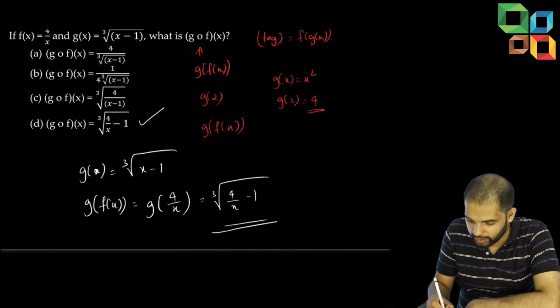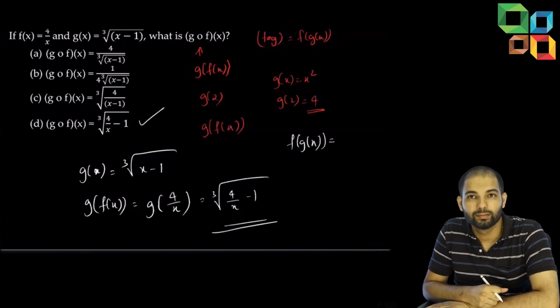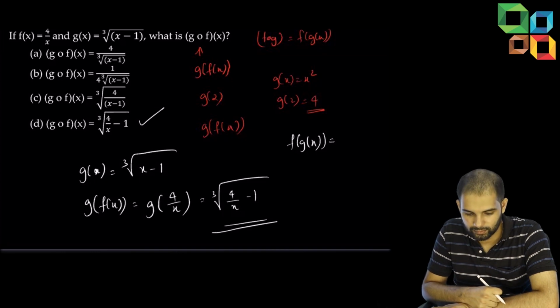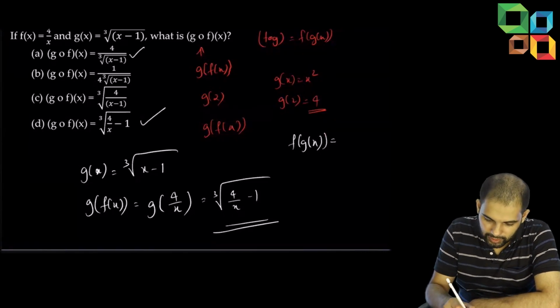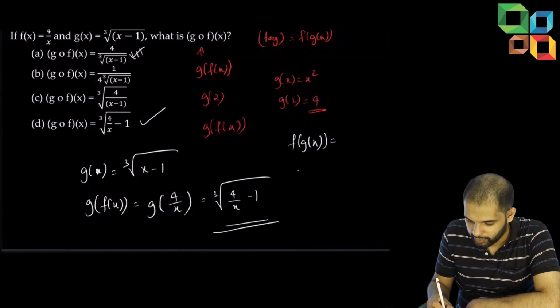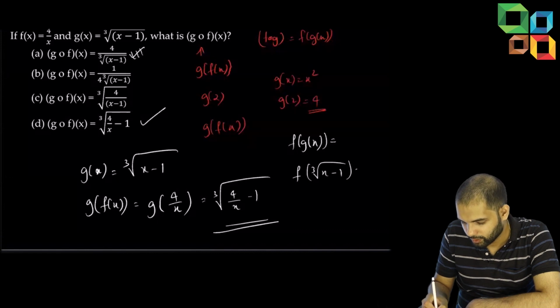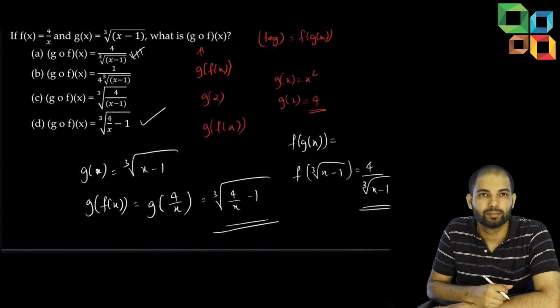Now, can anyone tell me what is f of g of x equal to? A. Yes, that's correct. So this is not the answer though. I'll just write it separately. You're talking about f of cube root of x minus 1. So in place of x, I have to put this. It was 4 by x. Now in place of x, it is cube root of x minus 1. So it's done.